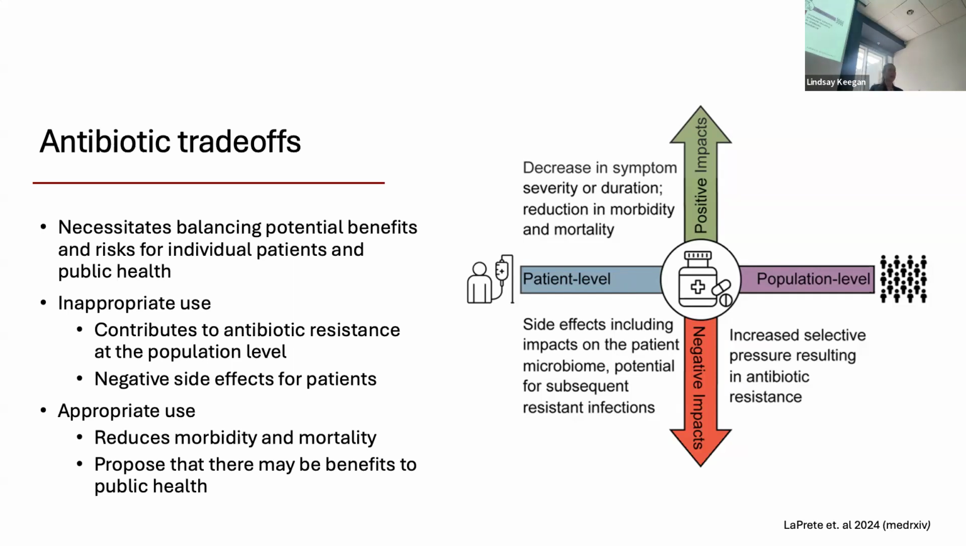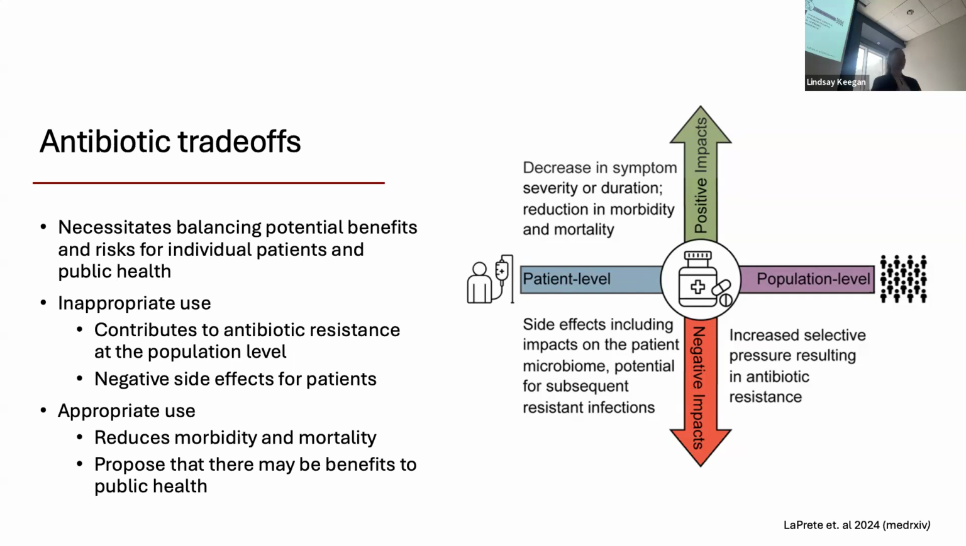Yeah, so as I said, antibiotic resistance is a big problem for cholera. And so we have to think about the trade-offs with using antibiotics. When we think about antibiotics, most of the time we think about patient benefits and harms. Patient benefits include reducing your symptoms, reducing your duration or severity, and not dying. The negative impacts include impacting your gut microbiome, potentially increasing your risk for subsequent resistant infections.